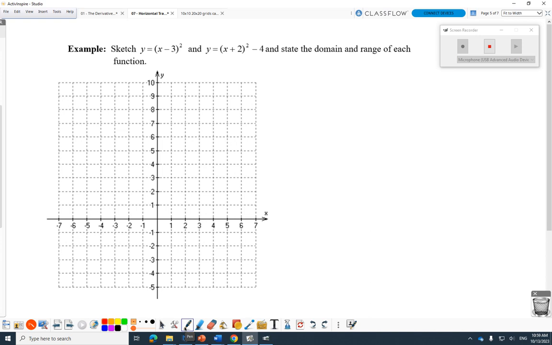Hey, boys, come on. Here we go. I know, we had time there. This says sketch y equals x minus 3 squared. Here's what you're going to need to be able to do. When you see y equals x minus 3 squared, you don't panic. To yourself, you go over here. I'm doing it in orange.